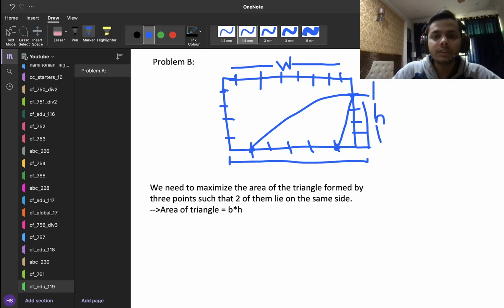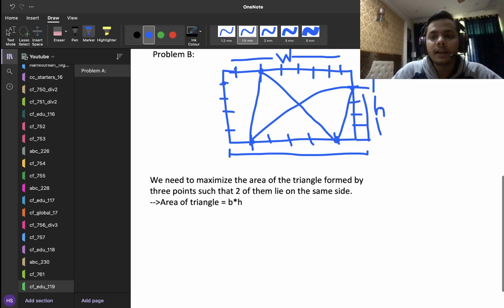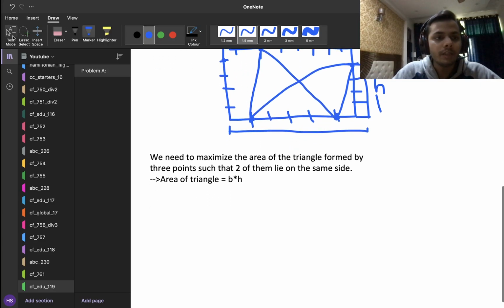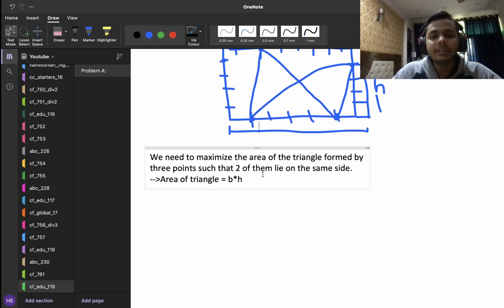And what if I choose a point here on the opposite horizontal side? Then the triangle which I end up with is this one, and its height is going to be h, right? And this proves that it is always beneficial for me to choose a point which is on the opposite side, and it doesn't matter which point I choose because the height is still going to be h only, right? So I come up with a pretty simple algorithm.